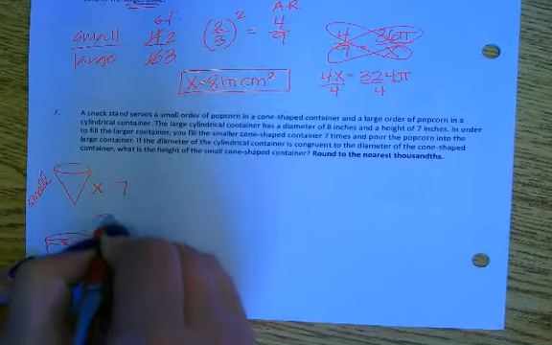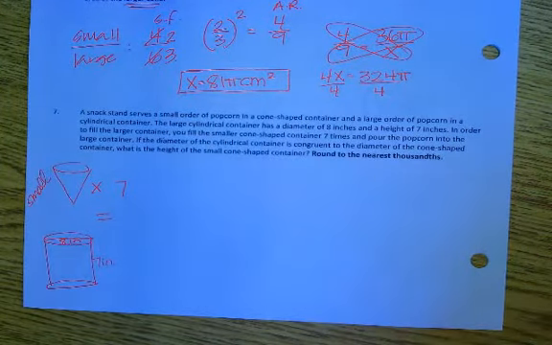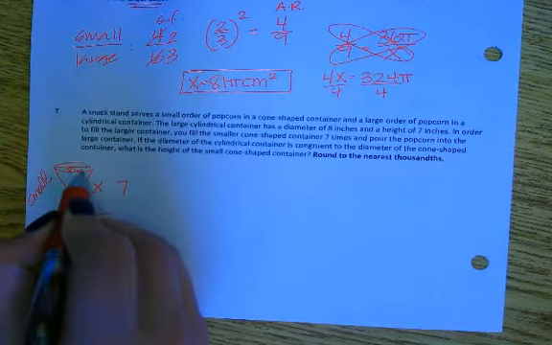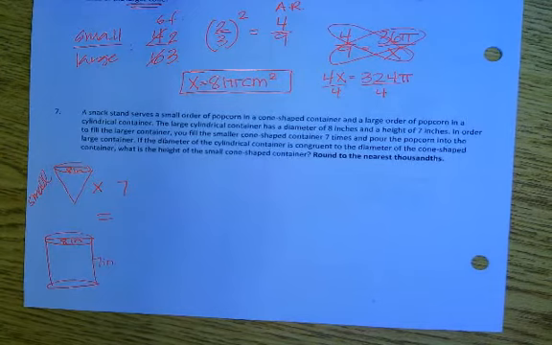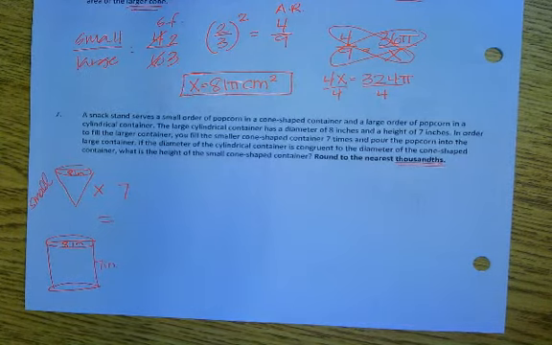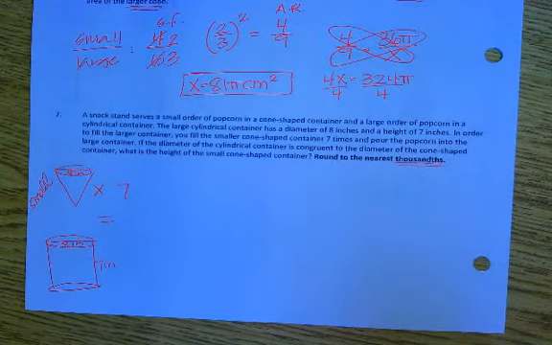If the diameter of the cylindrical container is congruent to the diameter of the cone-shaped cylinder, what is the height of the small cone-shaped container? Round to the nearest thousandth. Alright, do you think we're talking about volume or surface area? Why volume? Because you're filling it up. Okay, so you're scooping and pouring, trying to fill up that large bucket. Okay, so, what could I do first? Very good. Find the volume of the cylinder.